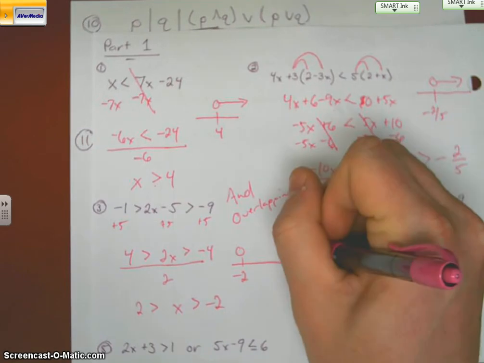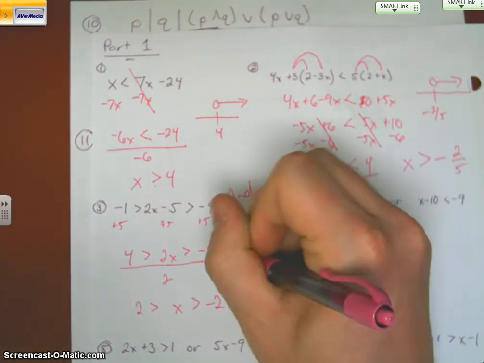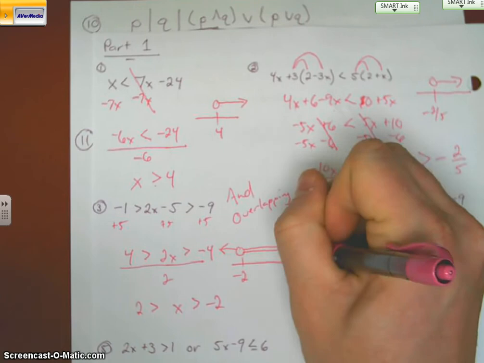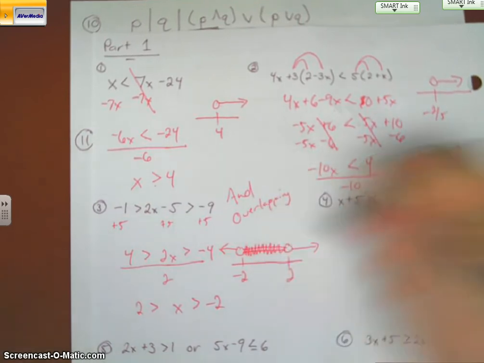Graph this on the number line. This is going this way. This is going that way. Where does the overlapping occur? In between.